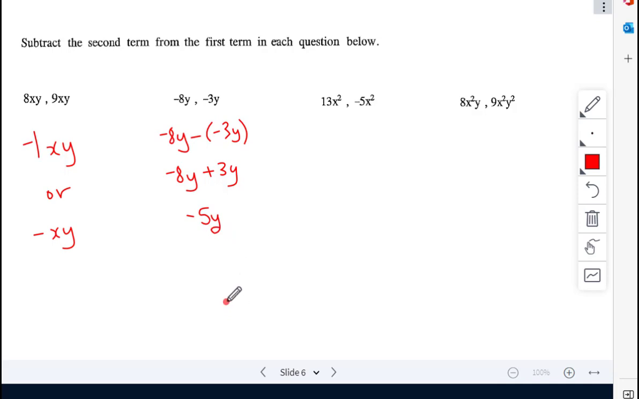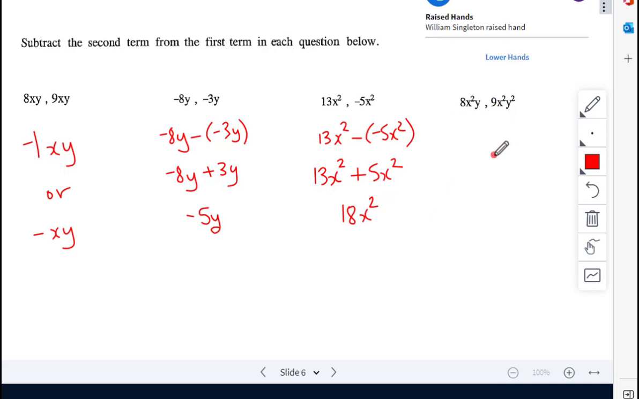Good. All right, next we have 13x squared, and we're subtracting negative 5x squared. So again, it does become 13x squared plus 5x squared. So it becomes 18x squared. All right, and here we just have 8, and we're subtracting 9.